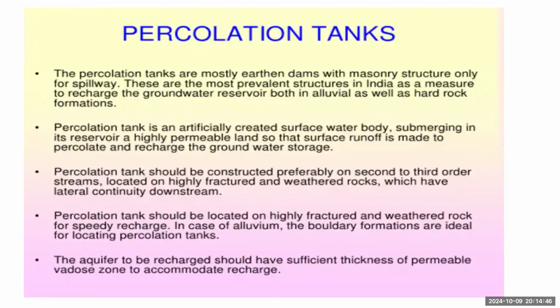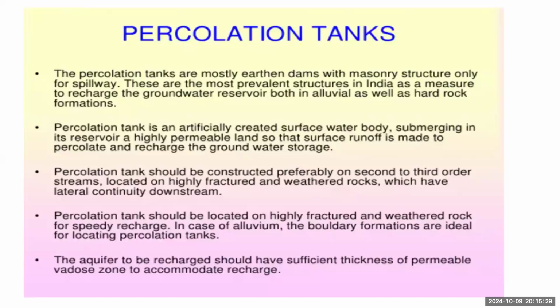Now, if the strata is a strong, massive rock and not a fractured one, in that case the water will be merely stored in the percolation tank and will get wasted due to evaporation. So, what are the requirements for the percolation tank? Location requirement: first, it should be constructed on second or third order streams, means it is not constructed on any river. It is constructed on tributaries of the river. They may be constructed on a big natural drain like a nala.